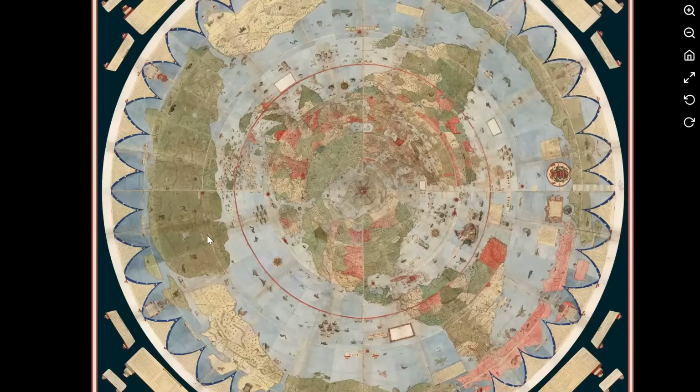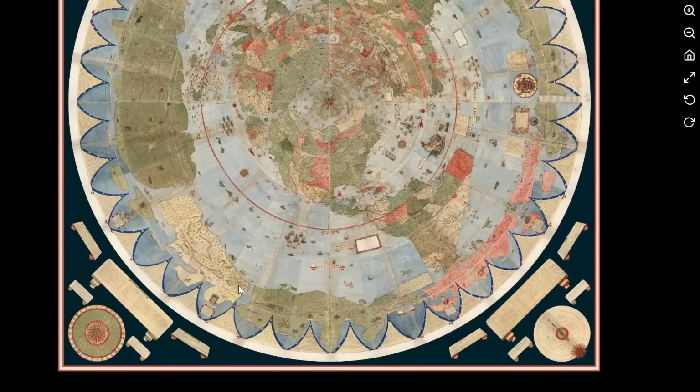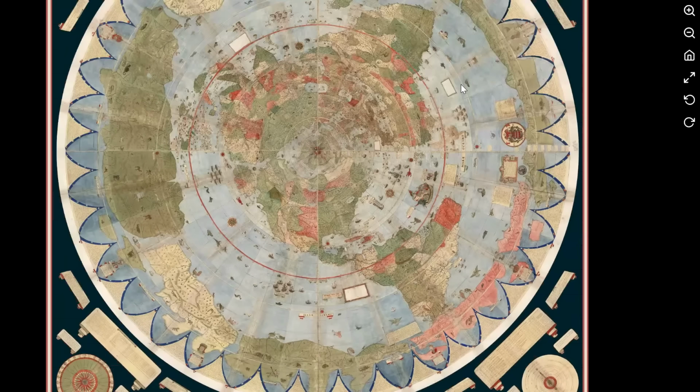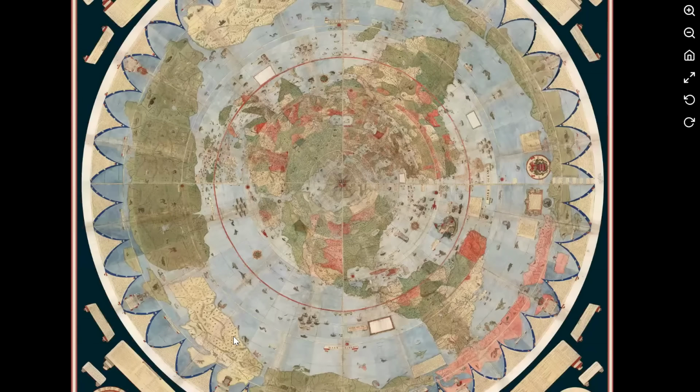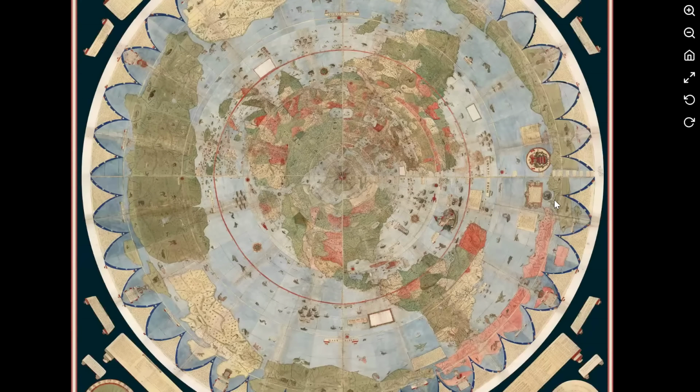So I guess the question is as well, what's happened to all these other lands around the outside? Are there more land masses, continents, islands further out? Because taking the information that these maps give us, it would seem that way.